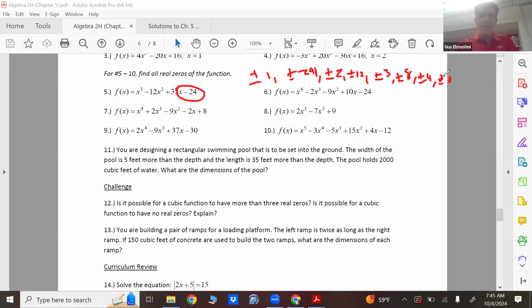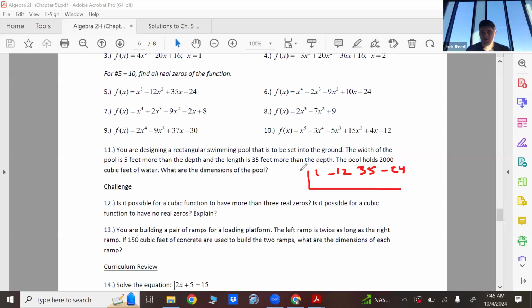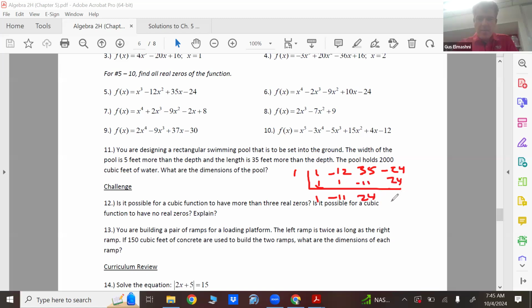Now you're going to test those out by using synthetic division, because long division is going to be a little too crazy. So 1, -12, and you're not allowed to use a calculator, right? I believe so. We're not allowed to. Okay. So you test 1 out, you bring the 1 down, you multiply, add, and look here, we get really lucky.